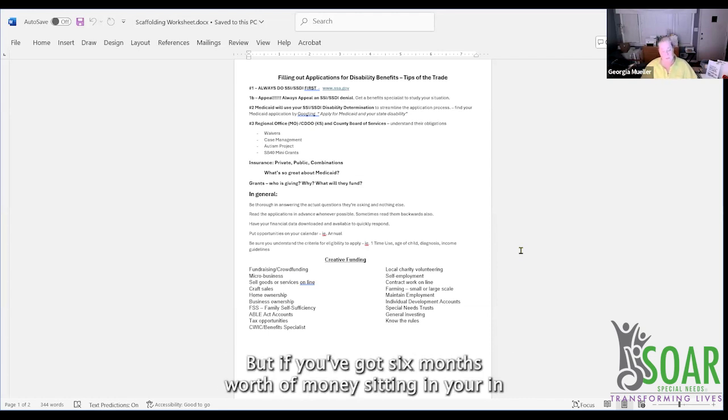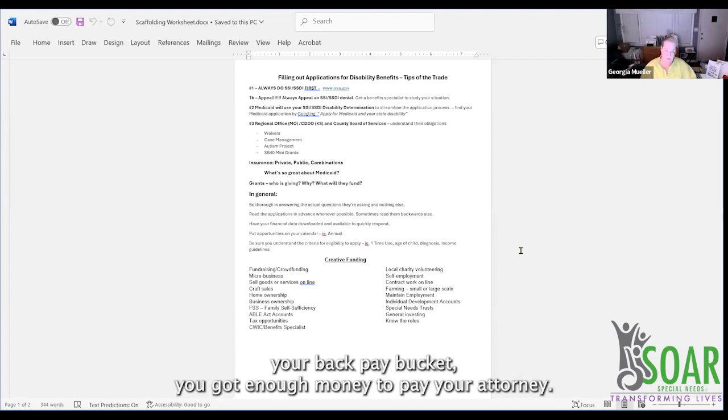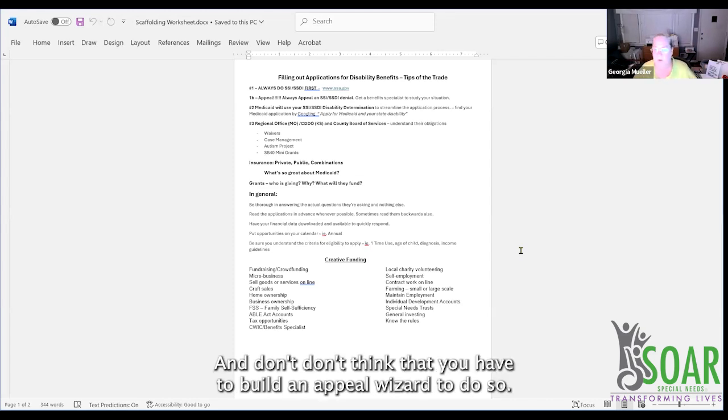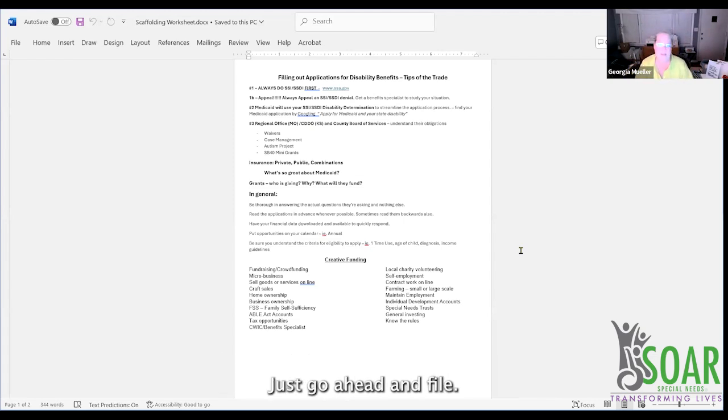But if you've got 6 months worth of money sitting in your back pay bucket, you've got enough money to pay your attorney. And if they think they can win your case, they're going to be happy to take it. So that makes a big difference. But never hesitate to appeal, and don't think that you have to be an appeal wizard to do so. Just go ahead and file it. All right. Any questions on that process?